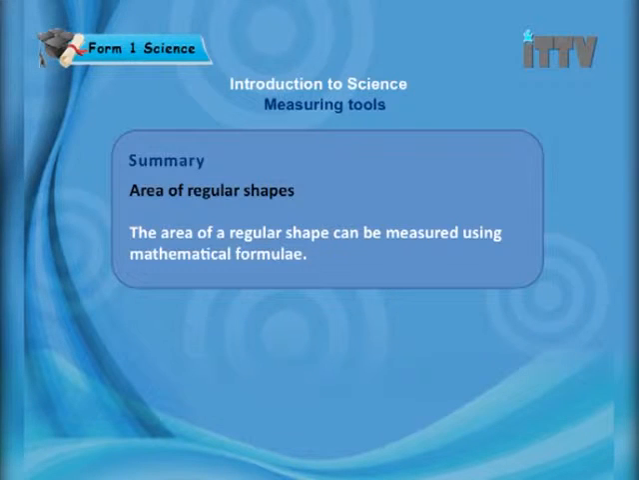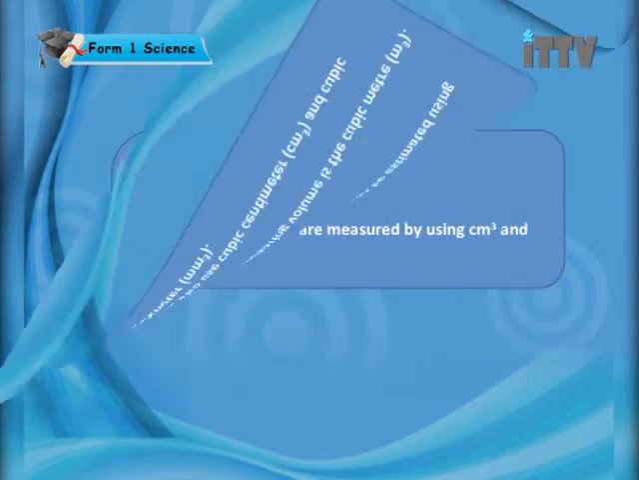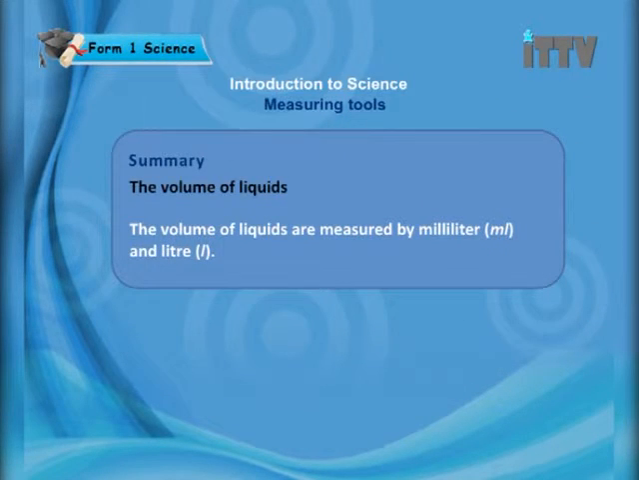Area of regular shape. The area of regular shape can be measured using mathematical formula. What is the formula? Length multiplied by width. The area of an irregular shape can be estimated using graph paper. The SI unit for measuring volume is the cubic meter. We can also use cubic centimeter and cubic millimeter. The volume of solids are measured by using cubic centimeter and cubic meter units. The volume of liquids are measured by milliliter and liter.